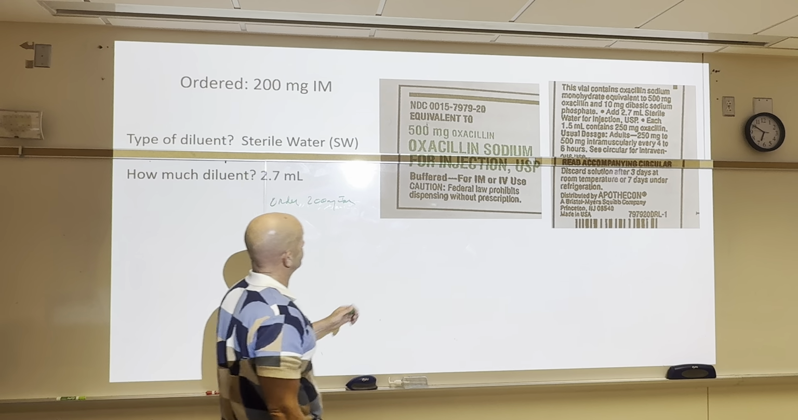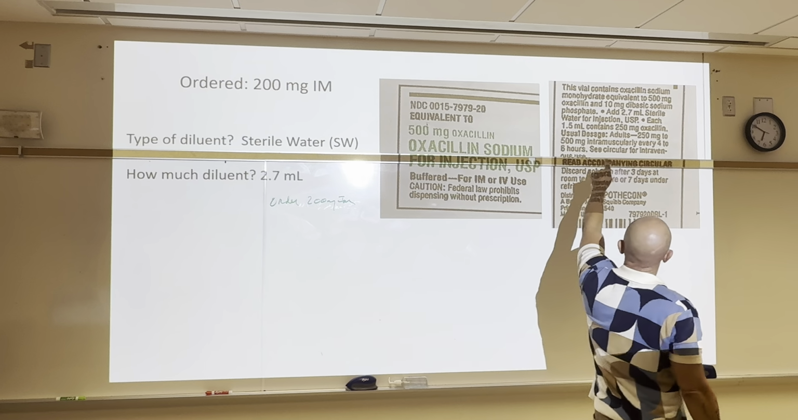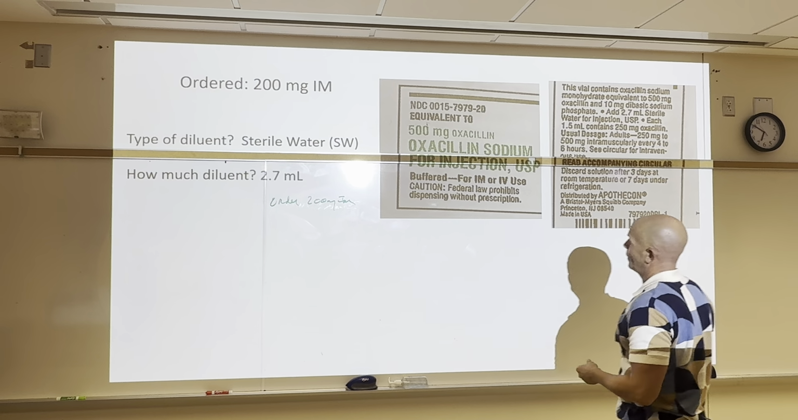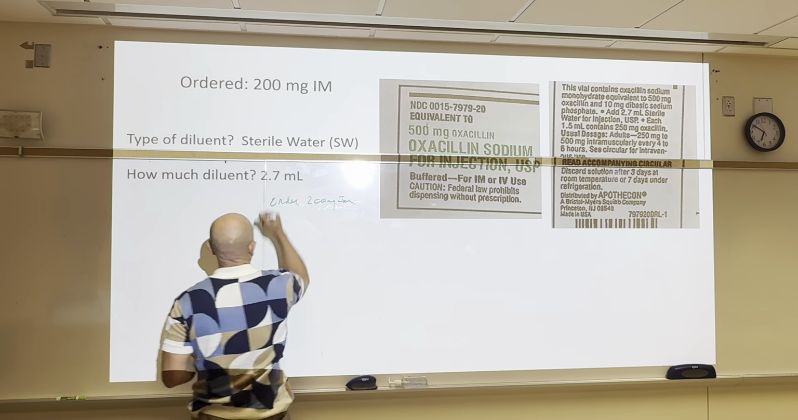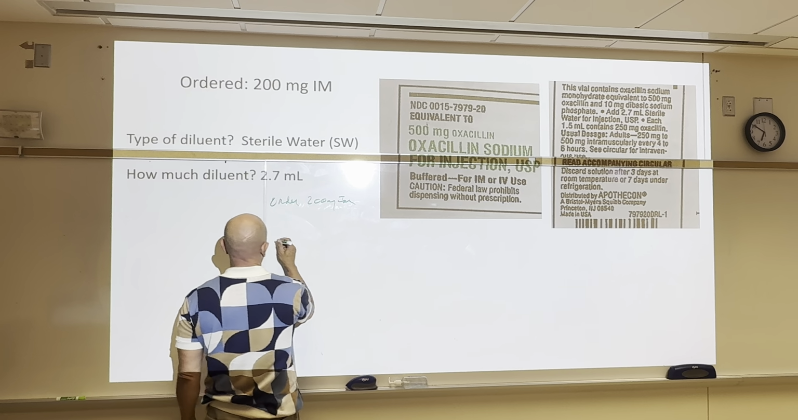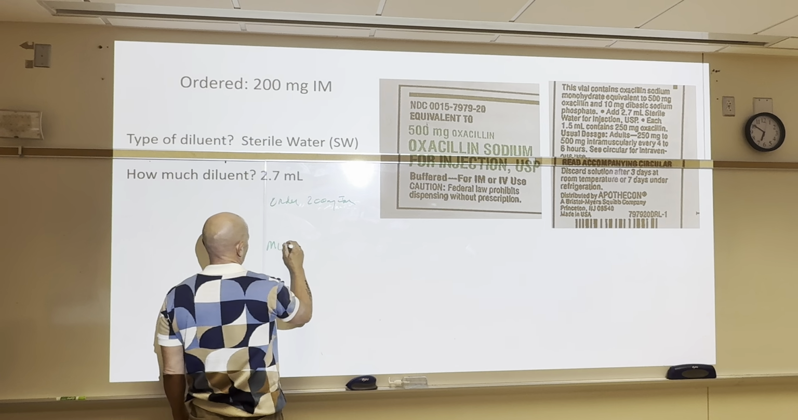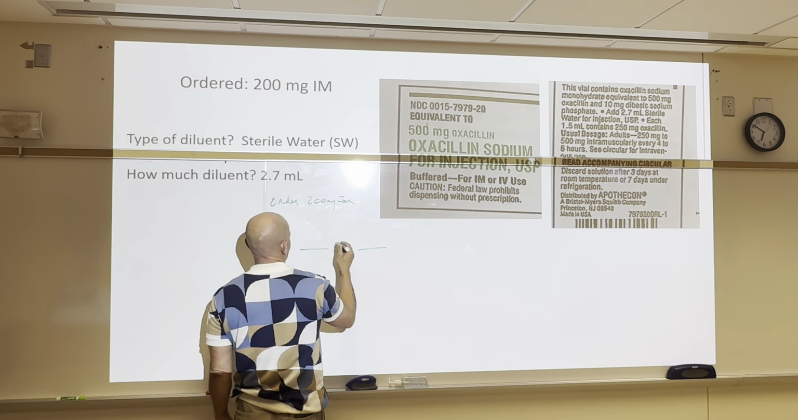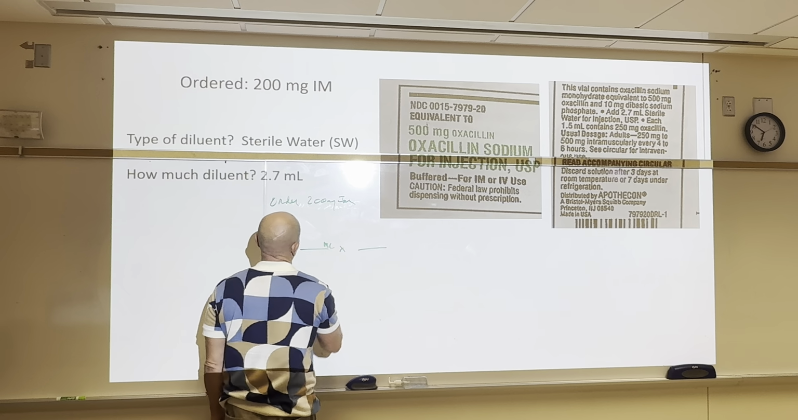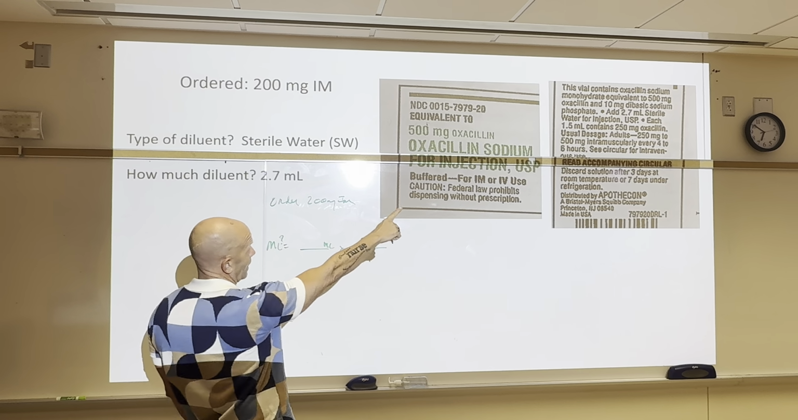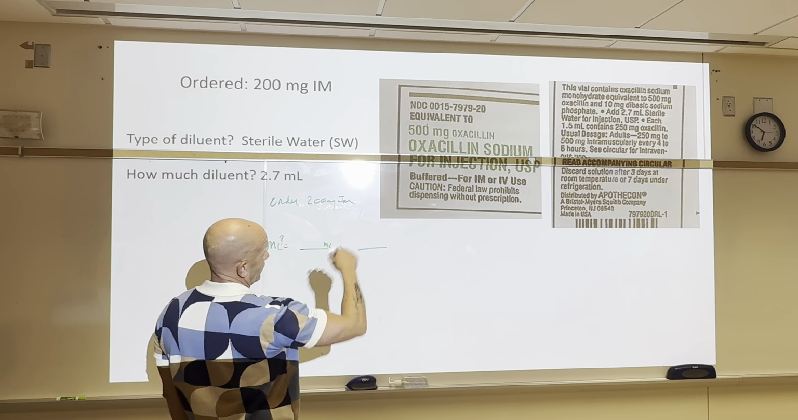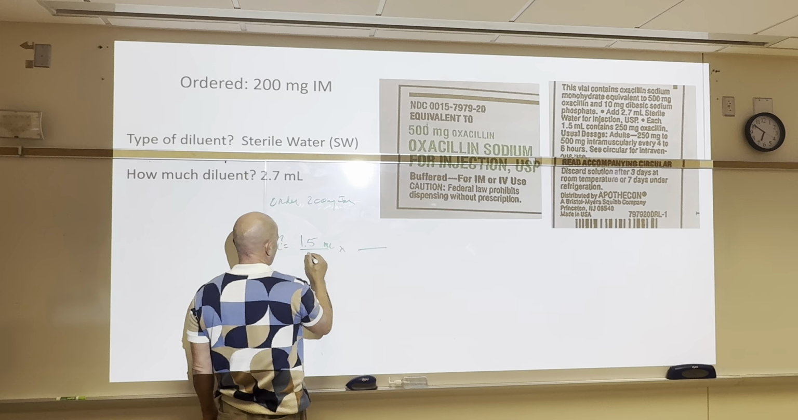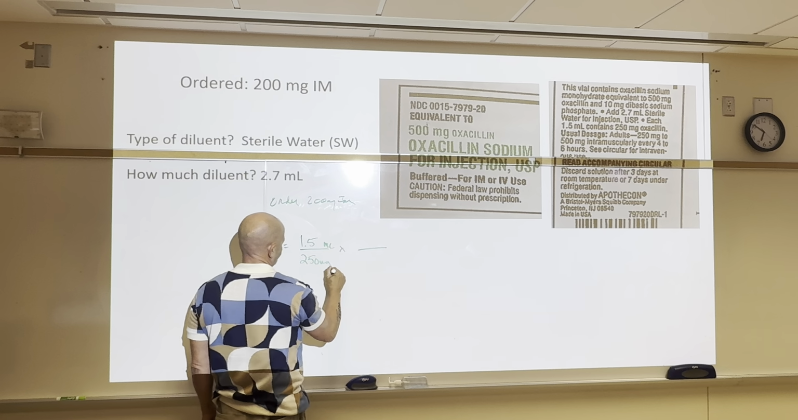So let's go over here and look. For every 1.5 ml contains 250 milligrams, okay? We got 200 milligrams. So we're looking for mLs, correct? First line, mLs, because that's what we're looking for. Well, that says it's 1.5 mLs for every 250 milligrams.